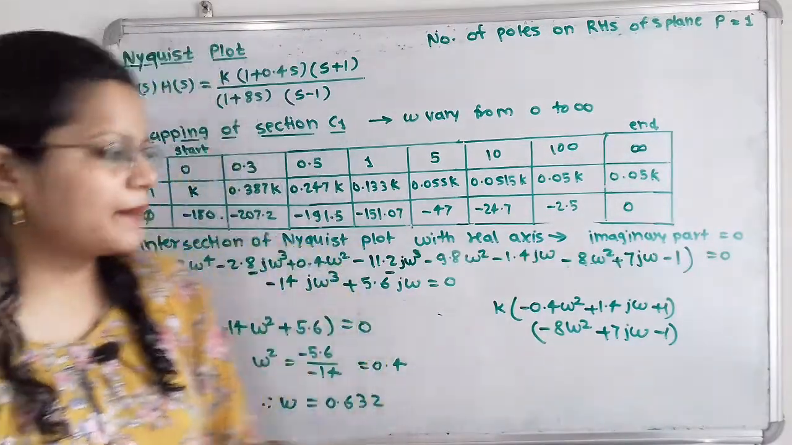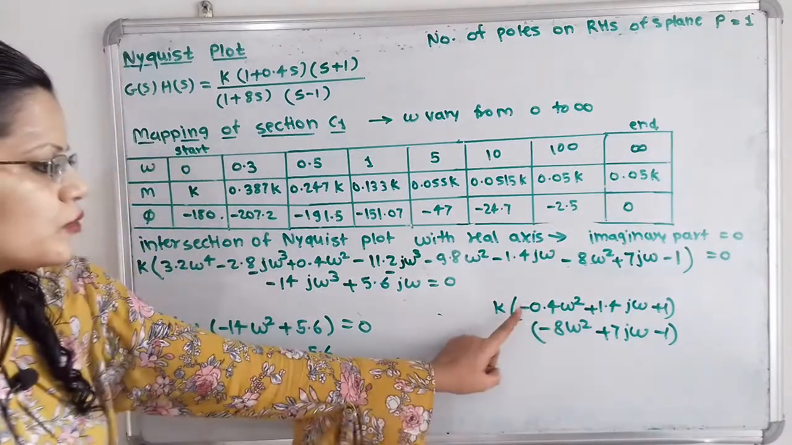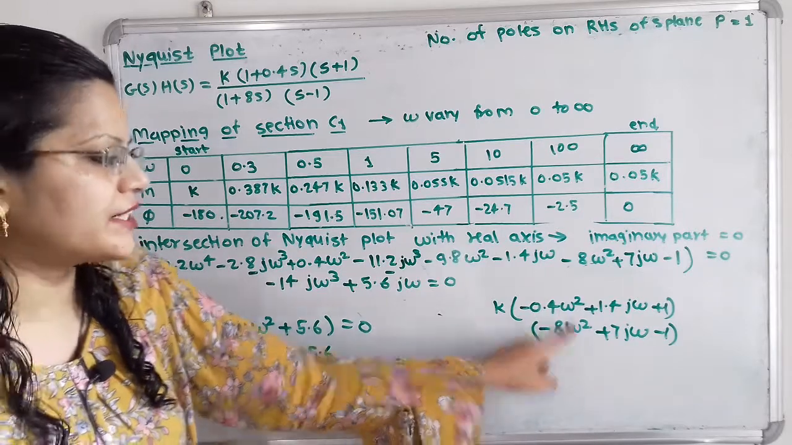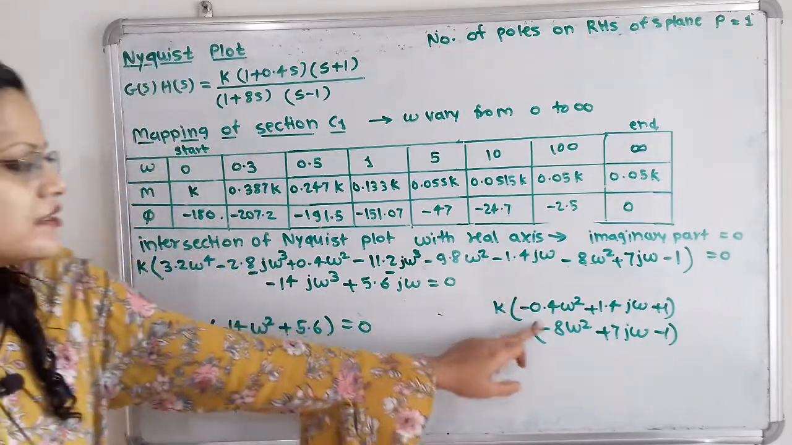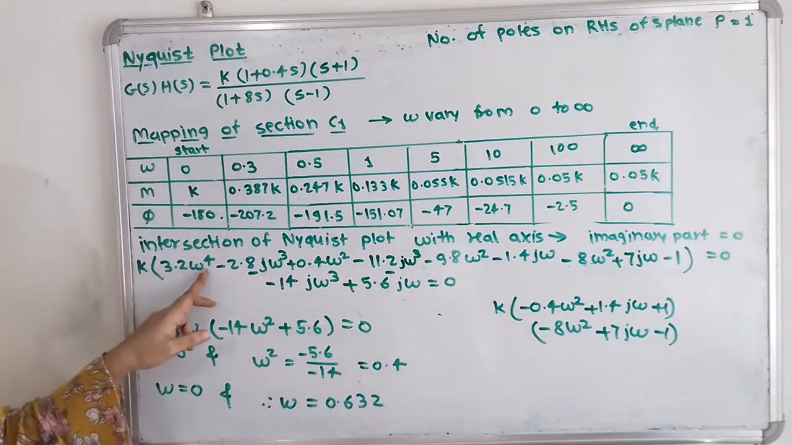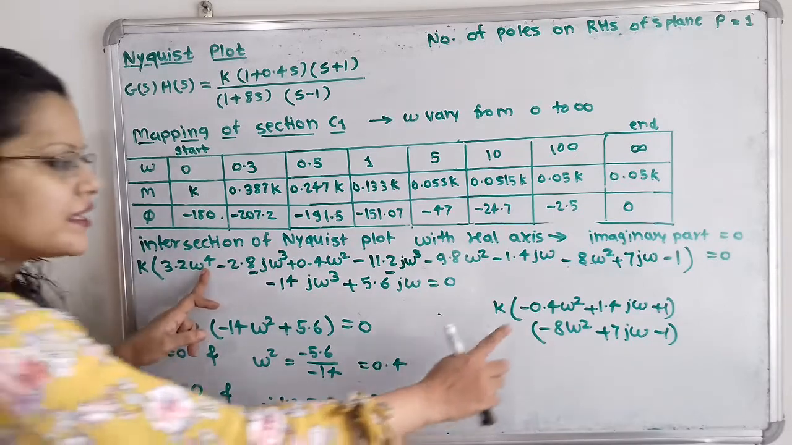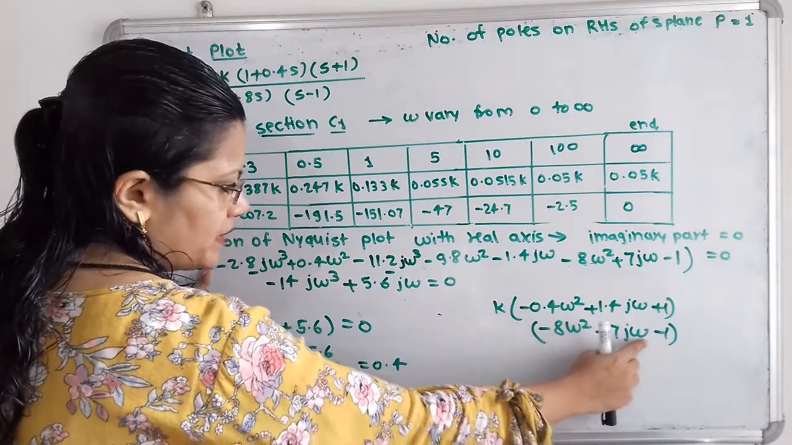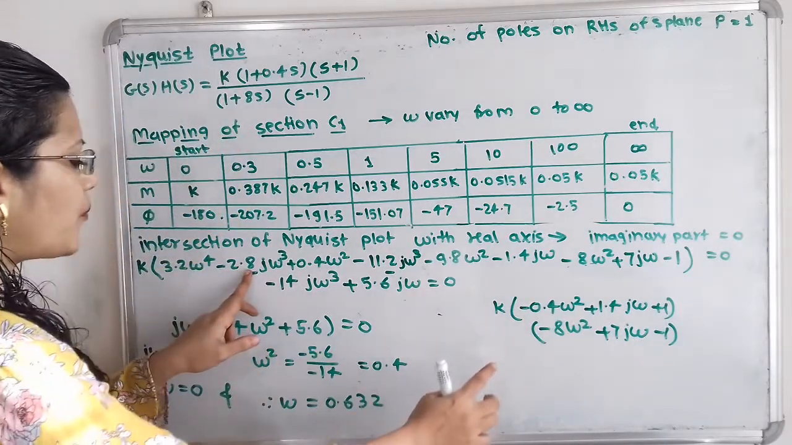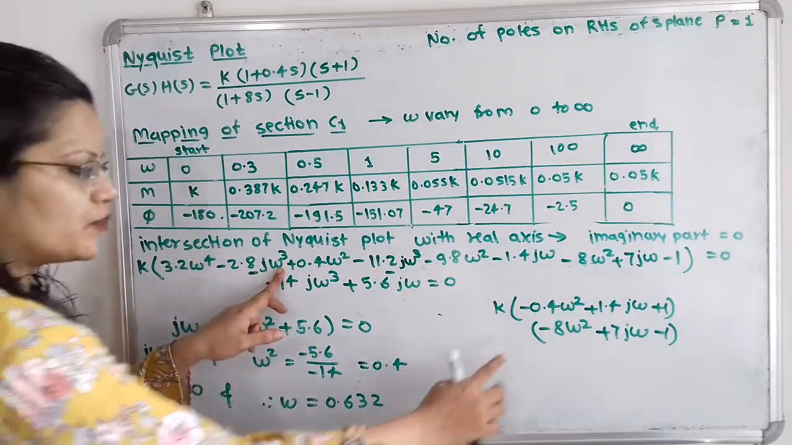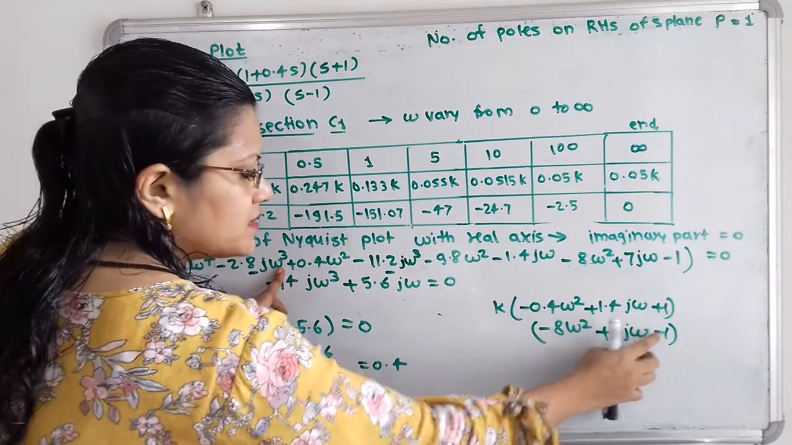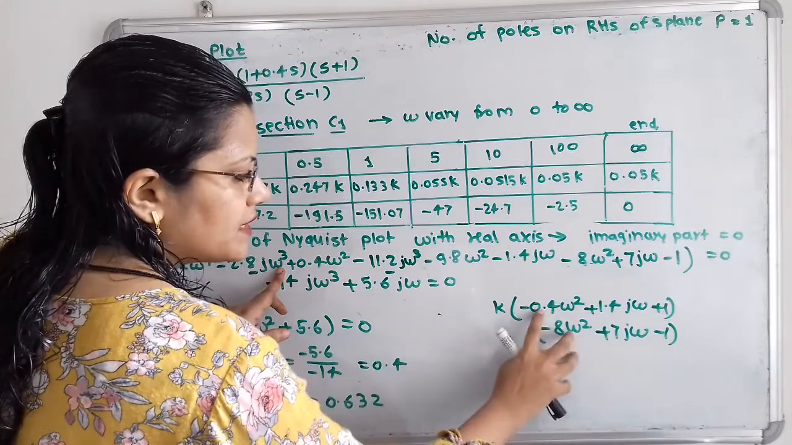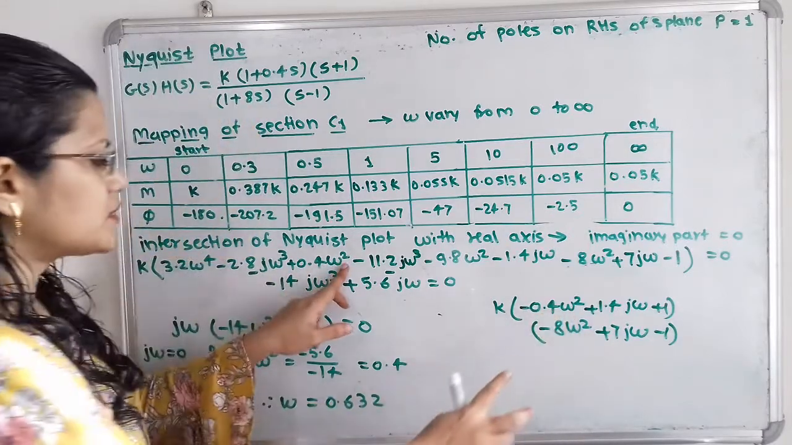Now we will multiply these two brackets. So minus 0.4 omega square multiplied by minus 8 omega square, here minus minus will become plus 3.2 omega raised to 4. Then minus 0.4 omega square multiplied by 7j omega, so here minus 2.8 j omega cube. Then we will multiply with this third number, minus minus will become plus, and here 0.4 omega square.